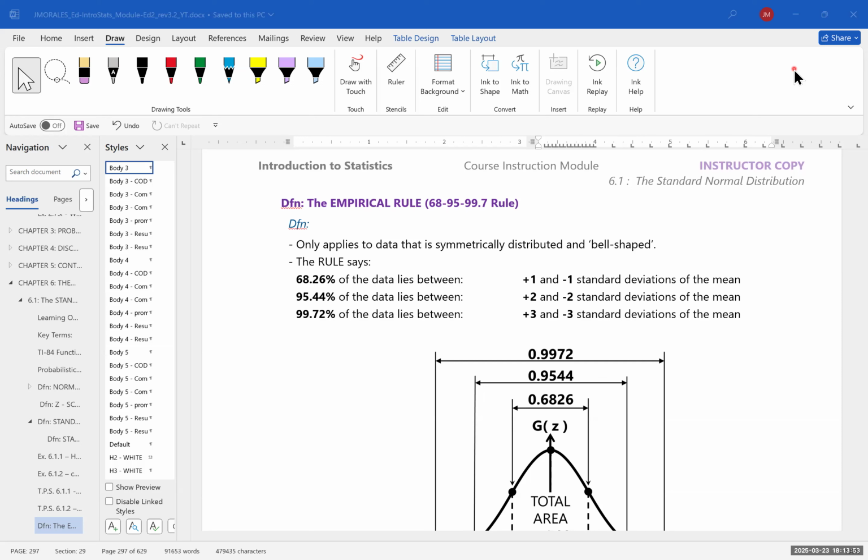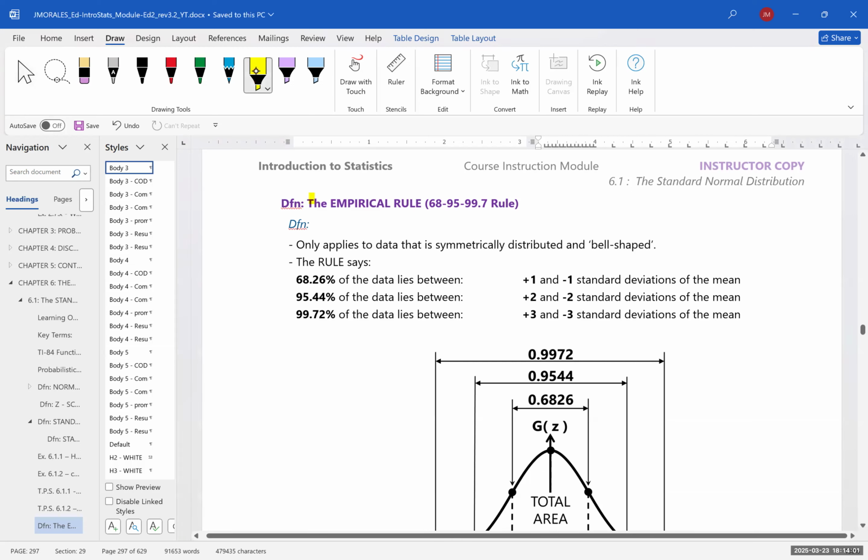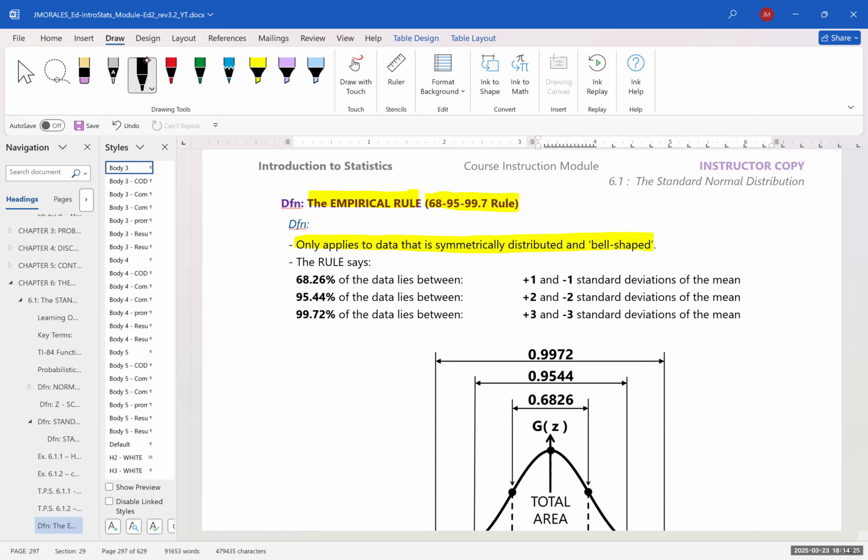And one of the most important rules when it comes to normal distributions is called the empirical rule. Sometimes it's called the 68, 95, 99.7 rule. And you'll understand why in a minute. The important thing to remember about the empirical rule is that it only applies to data that is symmetrically distributed and bell-shaped. So it only applies to normal distributions or standard normal distributions.